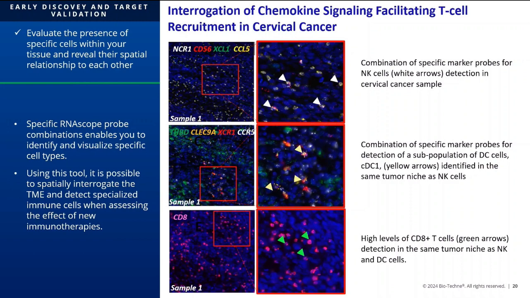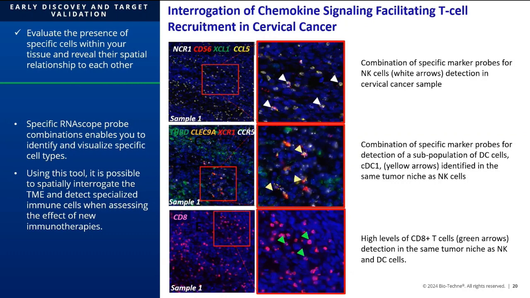Here on the top panel, you can see detection of NK cells secreting activated chemokines as indicated by the white arrowheads. In the middle panel, the yellow arrows point to detection of cDC1 cells, which is a subset of dendritic cells that presents tumor antigens to the T cells. And finally, the bottom panel shows detection of CD8-positive T cells. Overall, this data speaks to the ability of RNAscope to spatially interrogate the tumor microenvironment and detect the specialized immune cells when assessing cell-specific expression of a target while developing new immunotherapies.